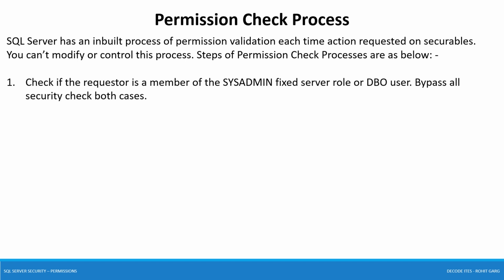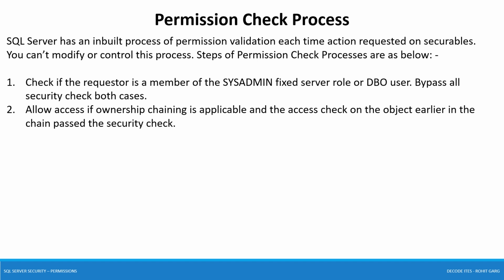Check if the requester is a member of the sysadmin fixed server role or DBO. We know sysadmin fixed role, SA, and DBO are super roles and they override all the security checks. If your requester is sysadmin or SA or DBO, SQL Server will grant the access over the securable and the process is completed. If your requester is not one of them, it will go to the next step.